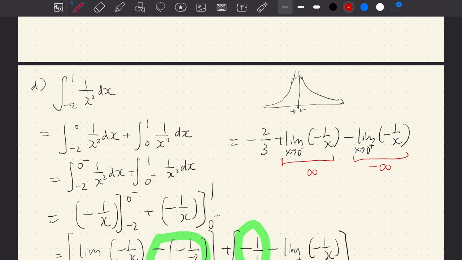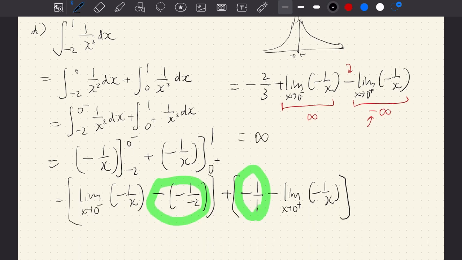So you can see that for the second term, it goes to positive infinity. And for the third term, it goes to negative infinity because we have a negative sign here, a negative sign here. So this becomes like a negative infinity plus infinity. So the negative 2/3 does not matter because this would go to infinity.